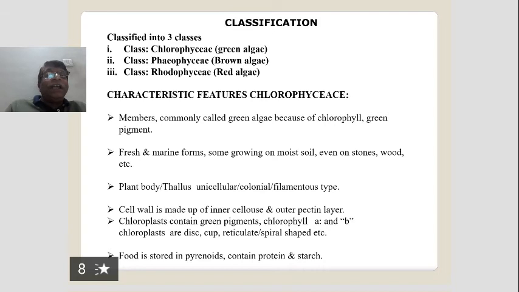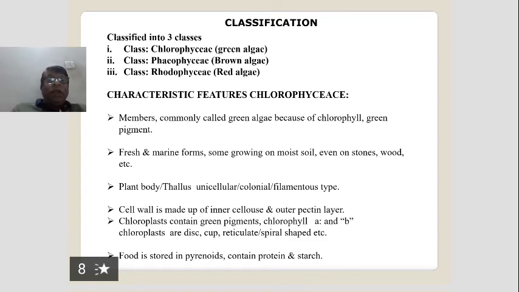Because of this reason, they are slimy. Spirogyra slips when you touch it, because of this pectin it is slippery. Slimy to touch, what we call.